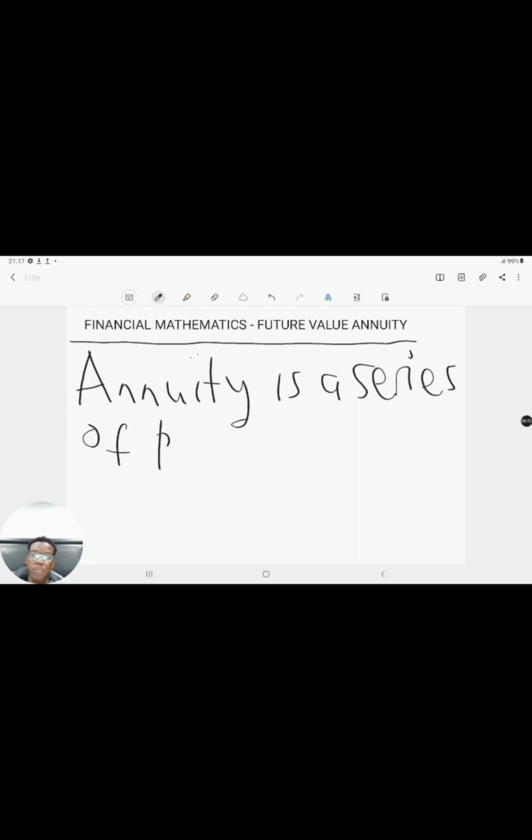Now, before I actually delve into the workings of the future value annuity, I just want to focus on what an annuity is. Well, an annuity is a series of periodic payments. That is what an annuity is.